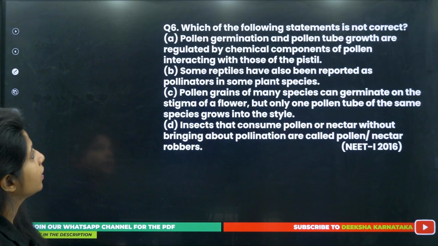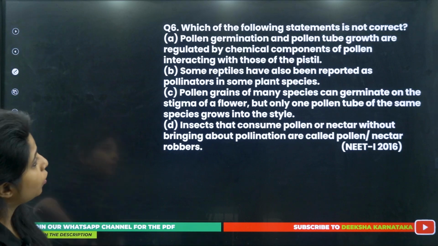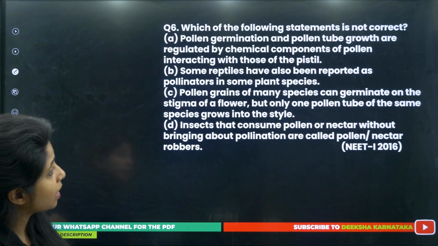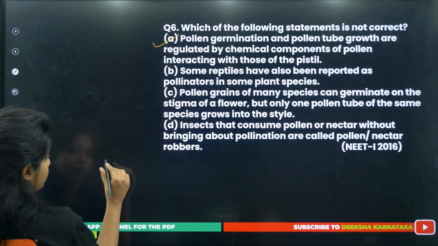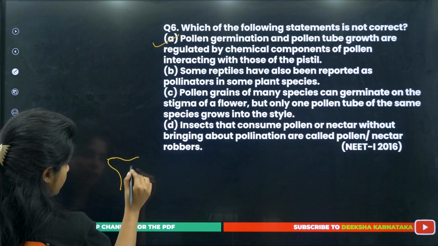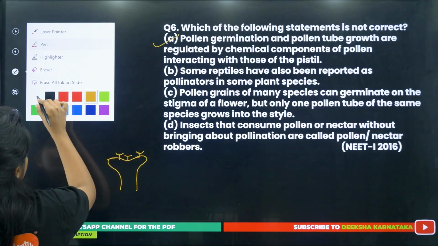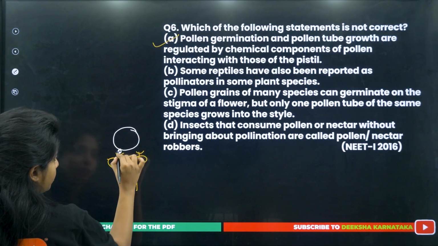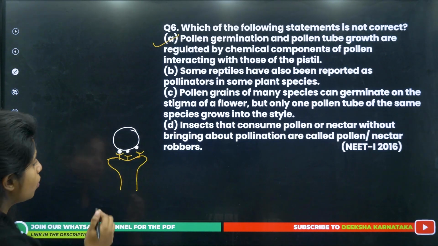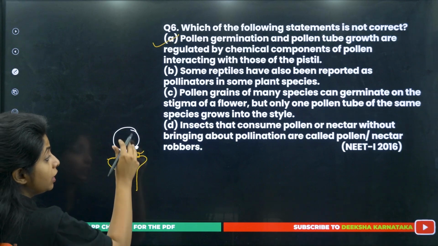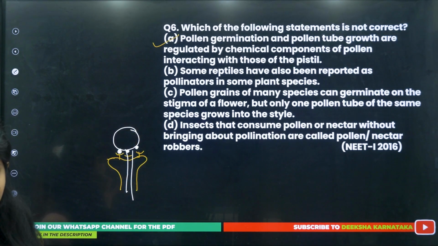Okay, going ahead. Which of the following statements is not correct? Let's see which is not correct. Pollen germination and pollen tube growth are regulated by chemical components of pollen interacting with those of the pistil. This is entirely correct. You know this is the stigma, and the stigma has tiny receptors which you cannot see. Now pollen which comes, if it is of the right type, it also has certain components on its body which go and interact with this, and this chemical coordination would lead to germination and then formation of the pollen tube later on. So this is entirely correct.